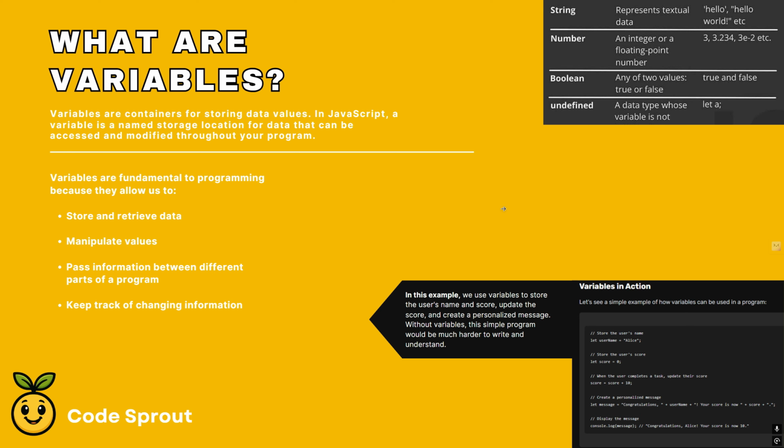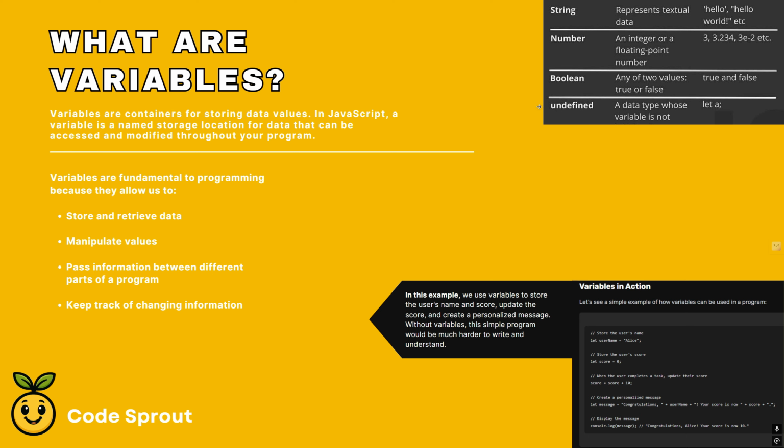In JavaScript, a variable is a named storage location for data that can be accessed and modified throughout your program. Variables are fundamental to programming because they allow us to store and retrieve data, manipulate values, pass information between different parts of a program, and keep track of changing information.